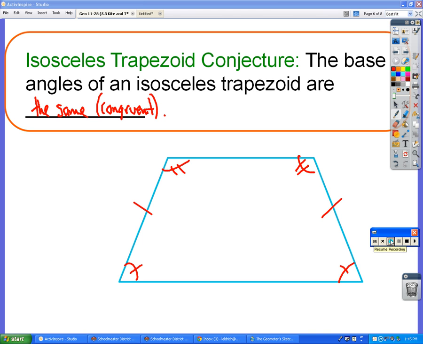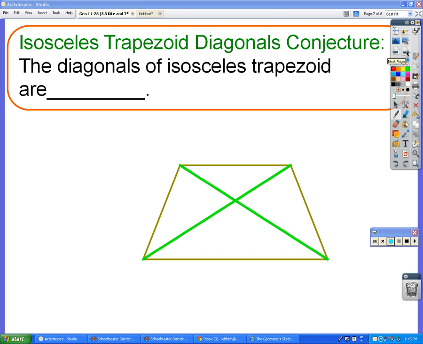Okay, then the last one. What do you think is true about the diagonals of an isosceles trapezoid? They're not perpendicular. They meet in the middle. No, they don't bisect each other, because that would be somewhere over here. They're what? They're congruent too.